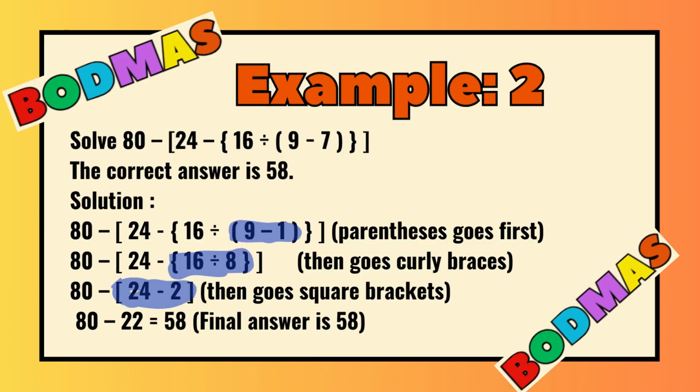Let's look at this example. We have different type of braces in this example. Innermost bracket gets the first priority. So first I'll be simplifying 9 minus 1, which will be equal to 8. Then we have to simplify the curly braces. 16 divided by 8 is 2. Then we will evaluate square brackets. 24 minus 2, which is 22. Finally, the answer will be 80 minus 22 equal to 58.